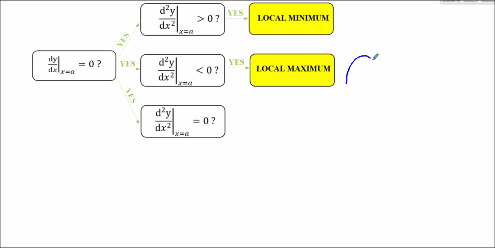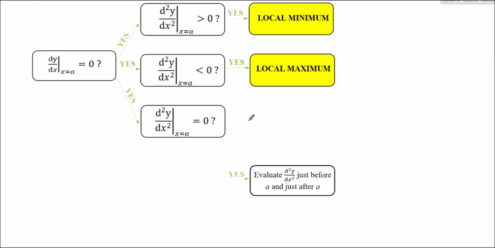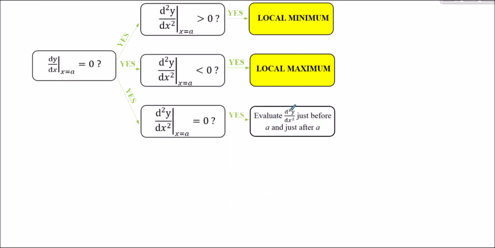So it's reached the top, and then it had to stop. Sad story. That gives a maximum at the top. Or it might be now that the second derivative was actually equal to 0. Now in this case, it's not necessarily a point of inflection.